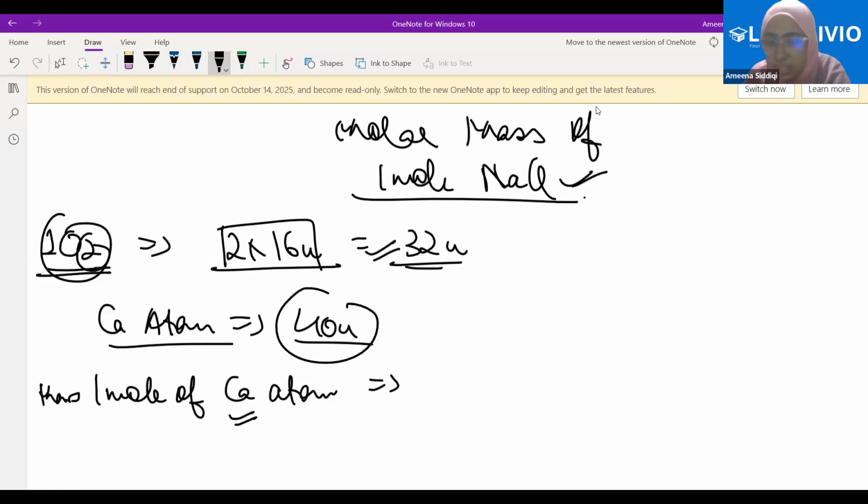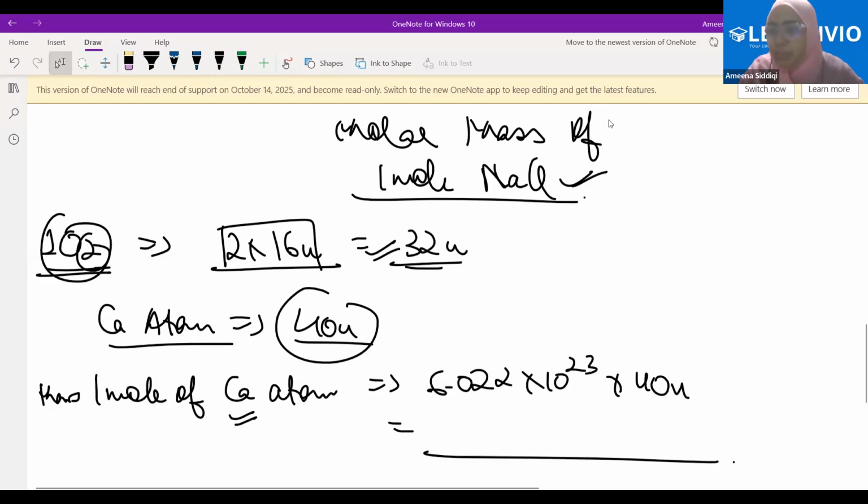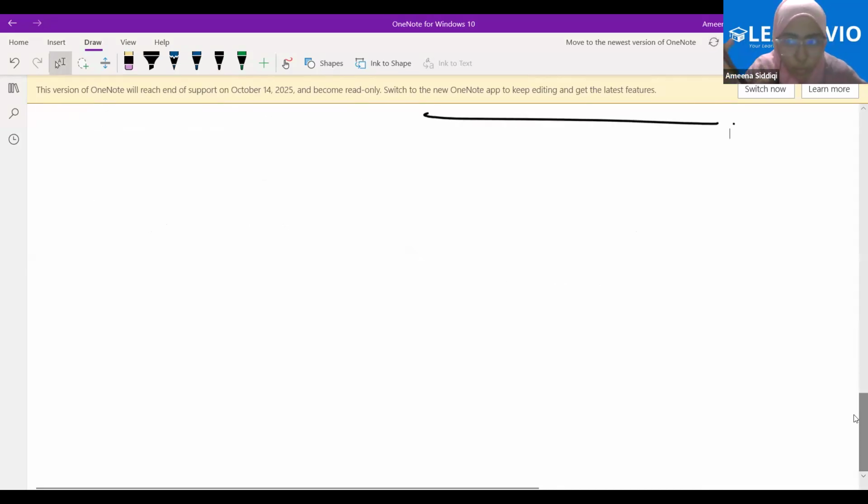Now, how will I know this? I know the mass of 1 calcium atom. If I multiply this by the mole value, I will get the answer. Is this not simple? Fine? Now, you have understood the concept of molar mass. I am coming to the units of molar mass.